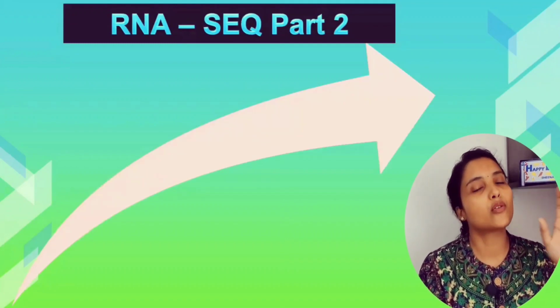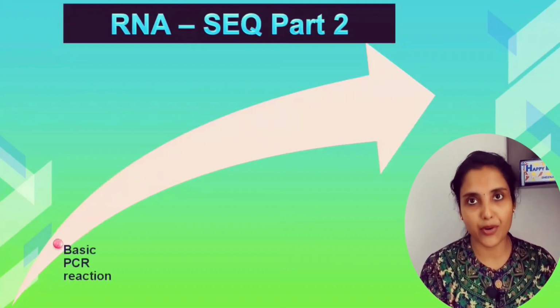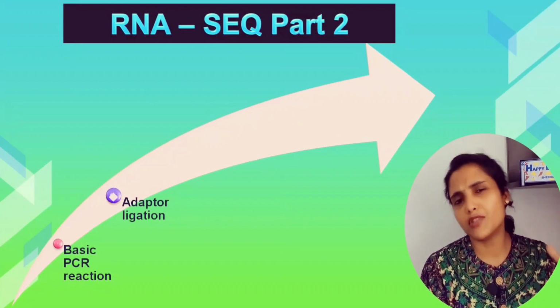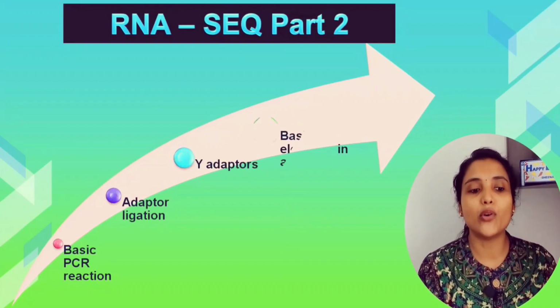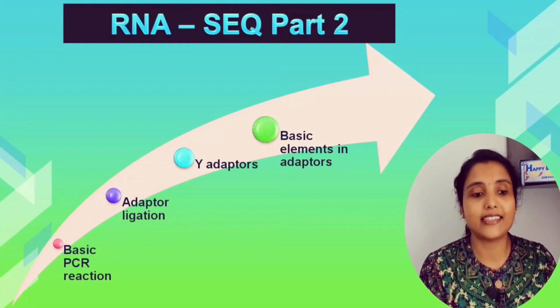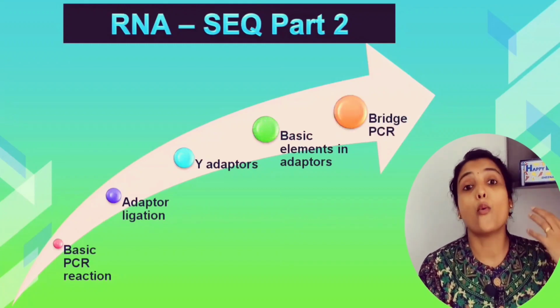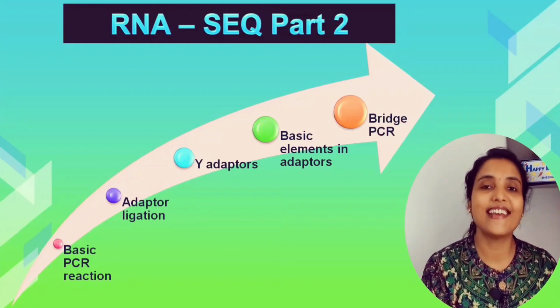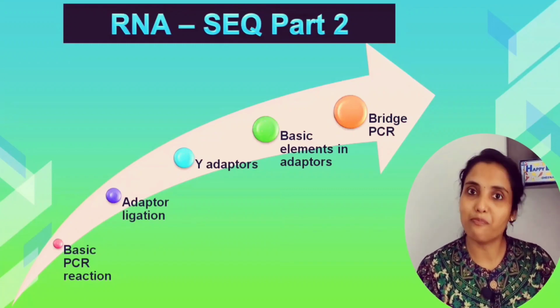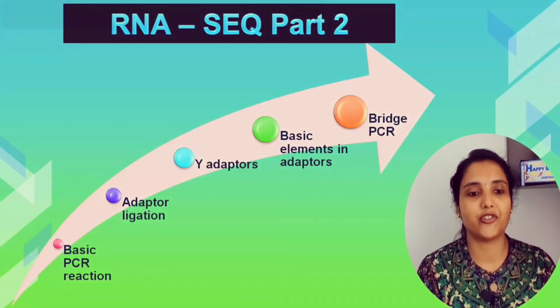Second part basically will focus on the second step, that is library preparation. Under that, we'll first just see what is the basic PCR reaction. Then we'll go into how adapters are ligated, what are Y adapters, what are the basic elements in adapters generally used for sequencing. Then we'll also be looking at bridge PCR or cluster amplification.